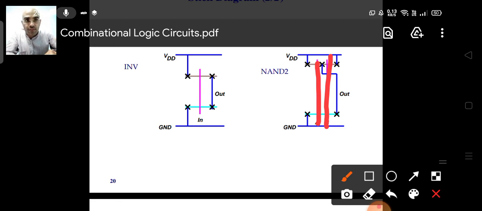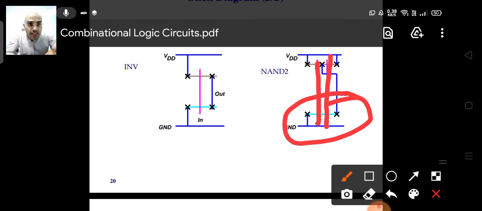First I am talking about the N region only, so I am talking about the pull down network first. You see, two NMOSes are formed, and they are connected back to back. So this is called what? Series connection. At one point you have connected it to the ground, and the other point you have taken to the output, okay.